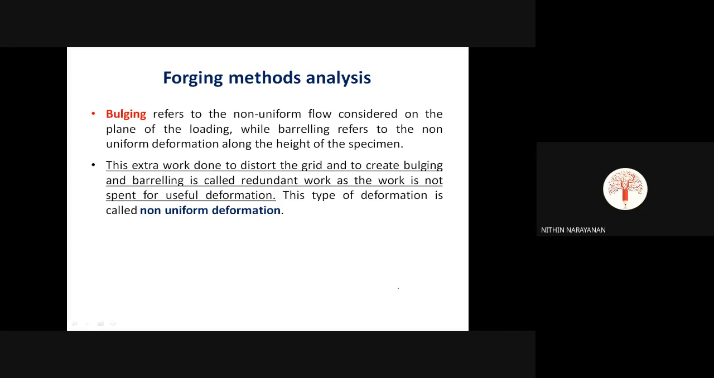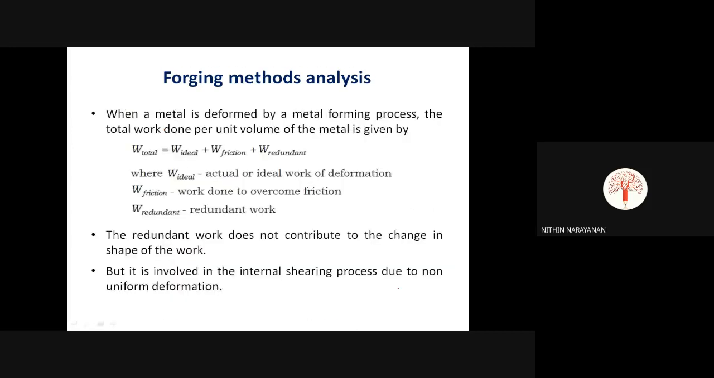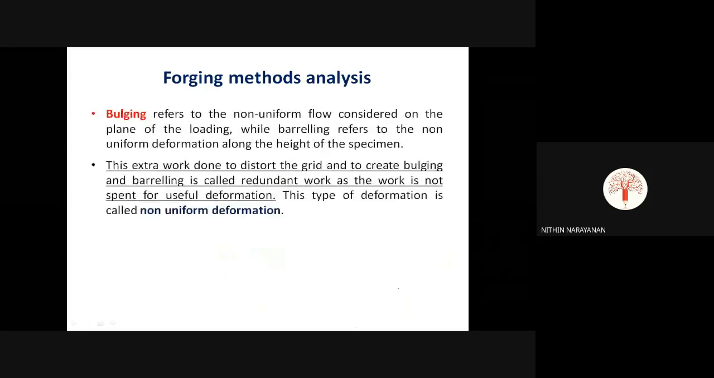Third one is redundant work. The extra work done to distort the grid and to create bulging and barreling is called redundant work, as the work is not spent for useful deformation. And this type of deformation is called non-uniform deformation. So in a forging process there are three types of work: ideal, friction, and redundant. So this is the redundant type of work.